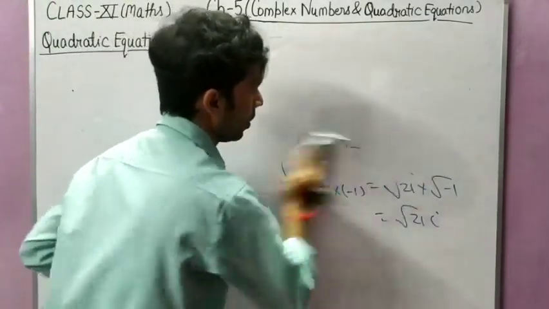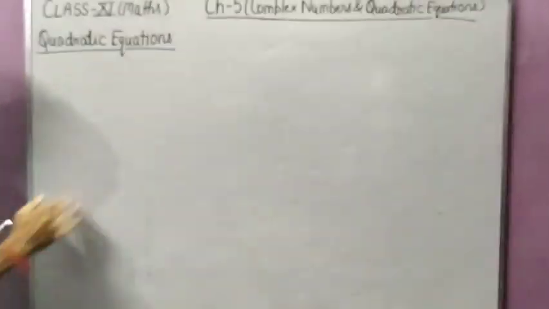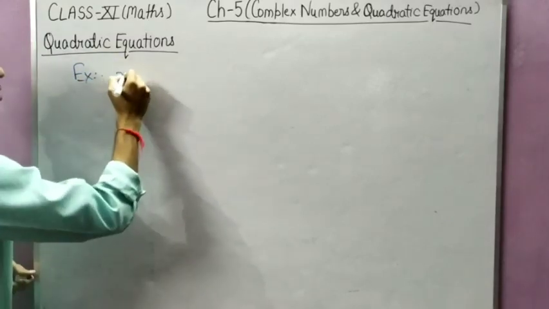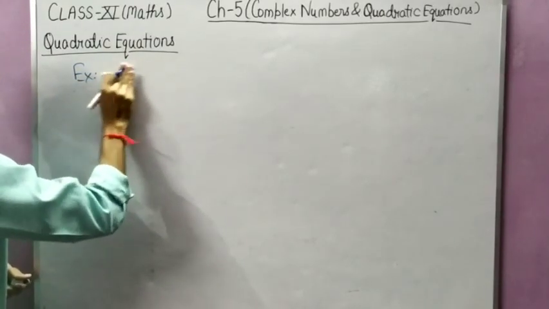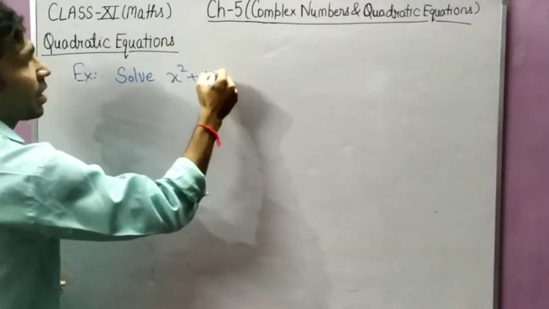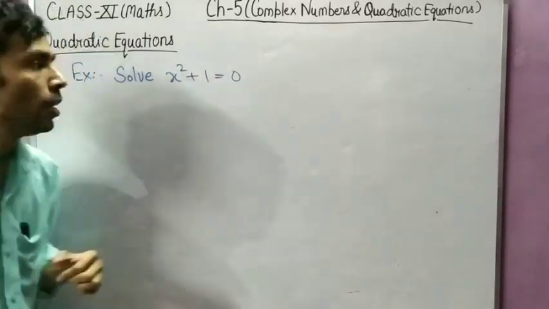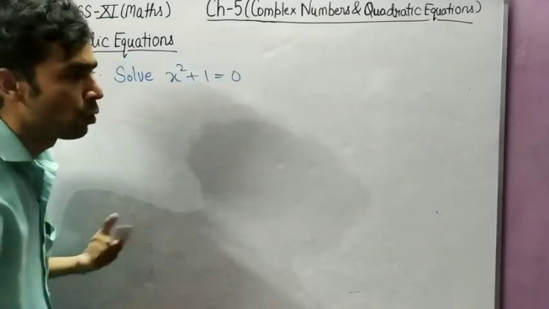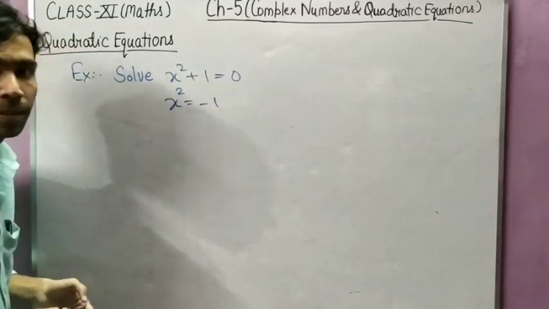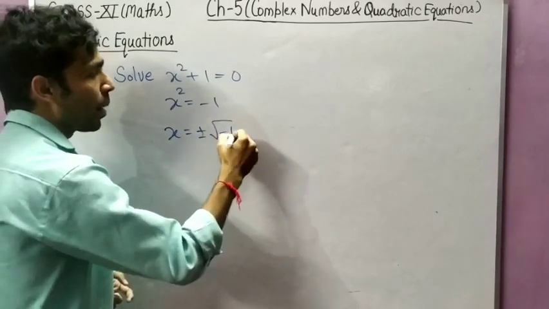Now suppose you have to solve one equation, for example, x square plus 1 equal to 0. This example I have already given in the first class of this chapter. You have to find the value of x. So solve it: x square will be equal to minus 1. So x will be equal to plus minus under root minus 1.